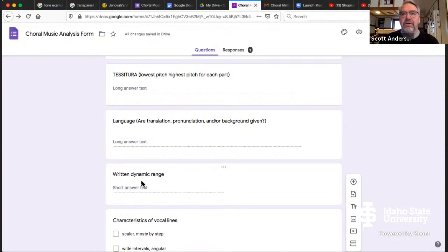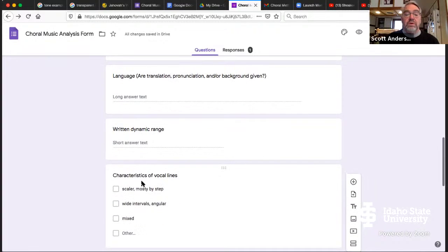And then is there a background? Is there any information about historical origins for the text, for the tune? Is it an ancient tune that's been reset? Is there a story about the piece? Shoshone Love Song, for example, is a Native American text that has a story behind it. And is there any information about that? So that's what goes there.